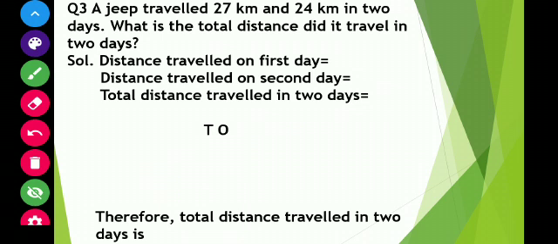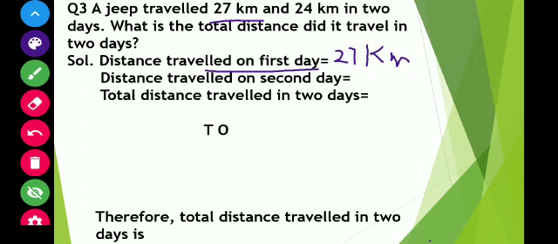Now children, let us solve one question here. A jeep traveled 27 kilometers and 24 kilometers in 2 days. What is the total distance it traveled in 2 days? First of all, you will write the given information in statement form. The first information given in the question is the first distance traveled by the jeep, which is 27 kilometers. So we will write distance traveled on first day is equal to 27 kilometers.